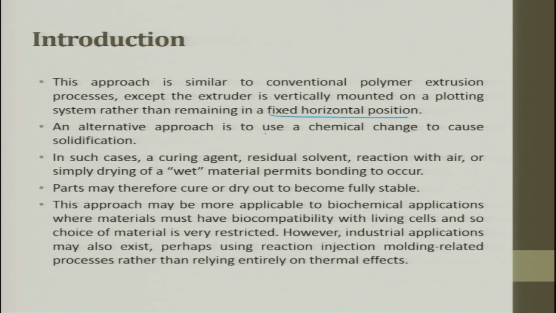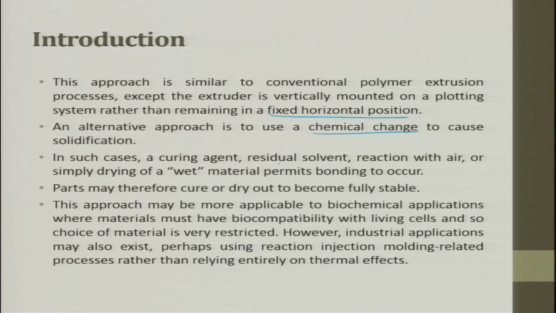An alternative approach is to use a chemical change to cause the solidification. Chemical change is what? Already you have a liquid, you apply either a chemical you add in it, or you apply an initiating agent. For example, you can apply a light which hits a polymer, and the polymer has a curing cycle catalyst inside it, it cures. So, that is what is a chemical approach. In such a case, the curing agent, residual solvent, reaction with air, or simply drying of a wet material permits bonding to occur. This process is stereolithography.